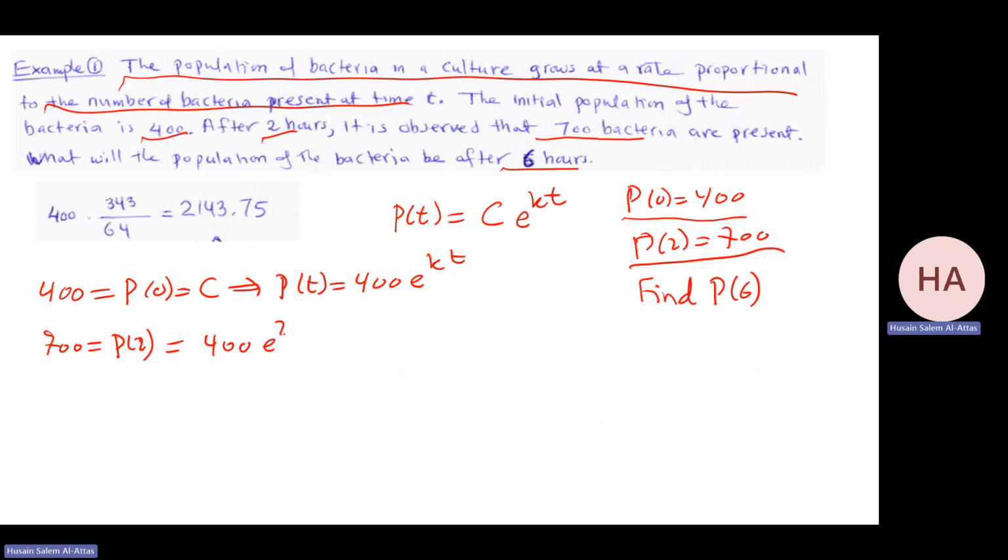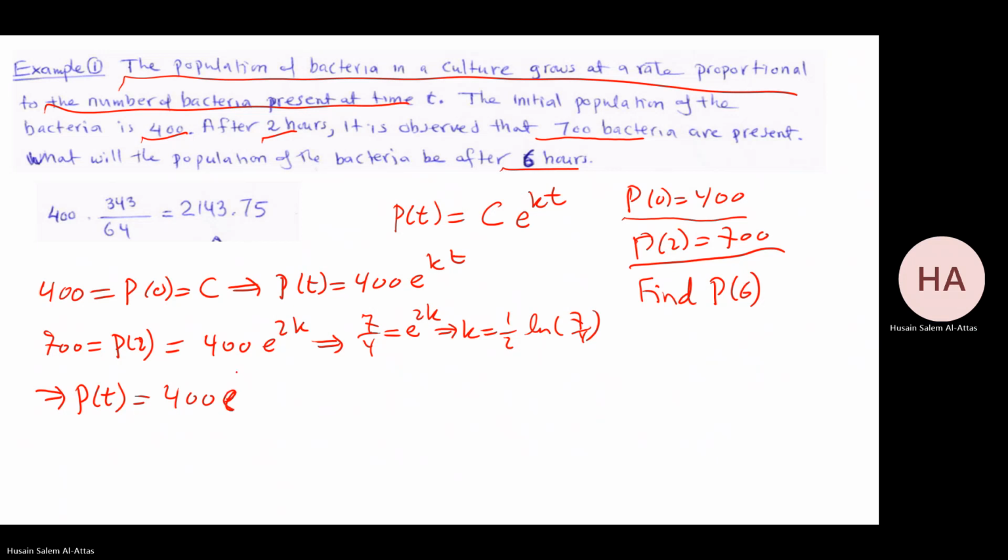400 e^(2k). So I divide, and I have 7 over 4 equals e^(2k). So k is half ln 7 over 4. So P of t is 400 e^((t/2) ln 7/4).